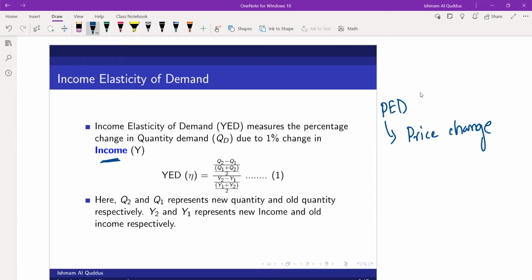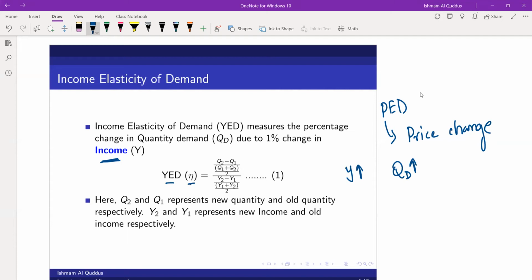If income increases, do you think your quantity demand will fall or increase? Think about this, because if your income increases, this means that now you can afford more of it, you can spend more money on it. So by that logic, if income, let's say Y denotes your income, increases, then quantity demand would increase as well.